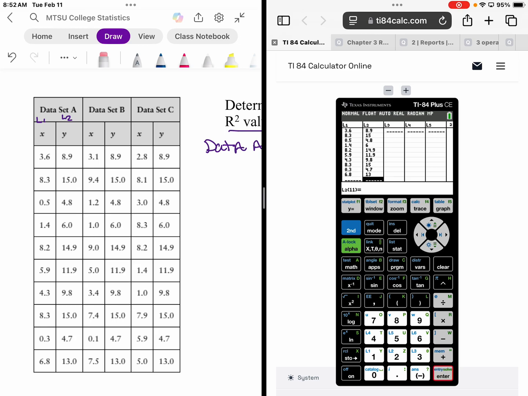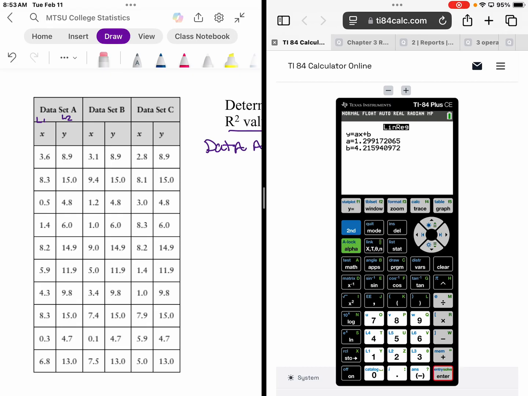All right, looks like I got mine in there okay. So I'm going to go Stat, Calculate, down to option 4, LinReg. I got my stuff set up in L1 and L2. Fantastic. Arrow down. Hit Calculate.